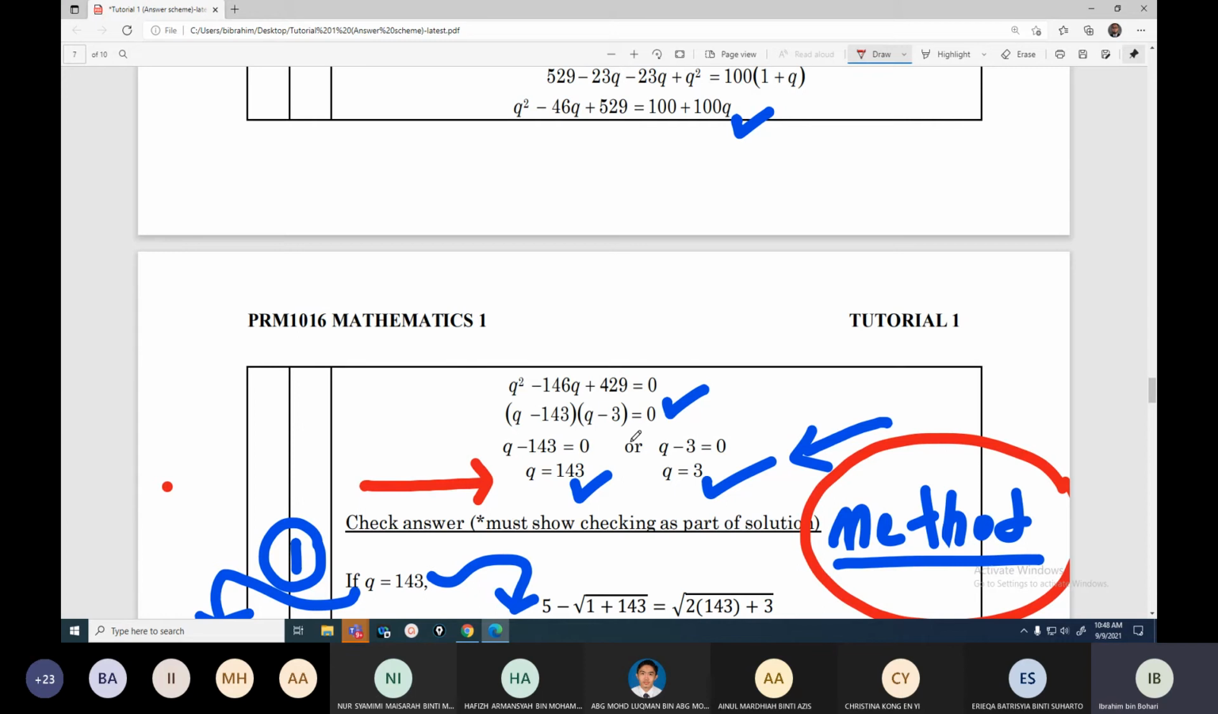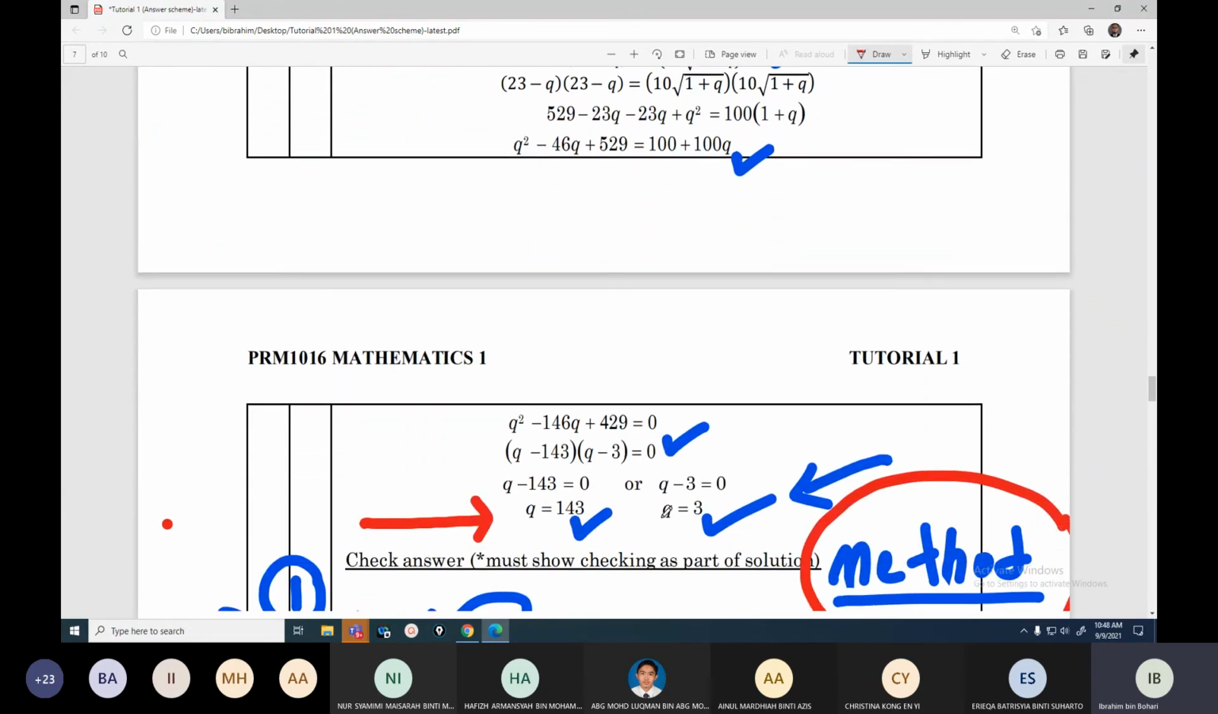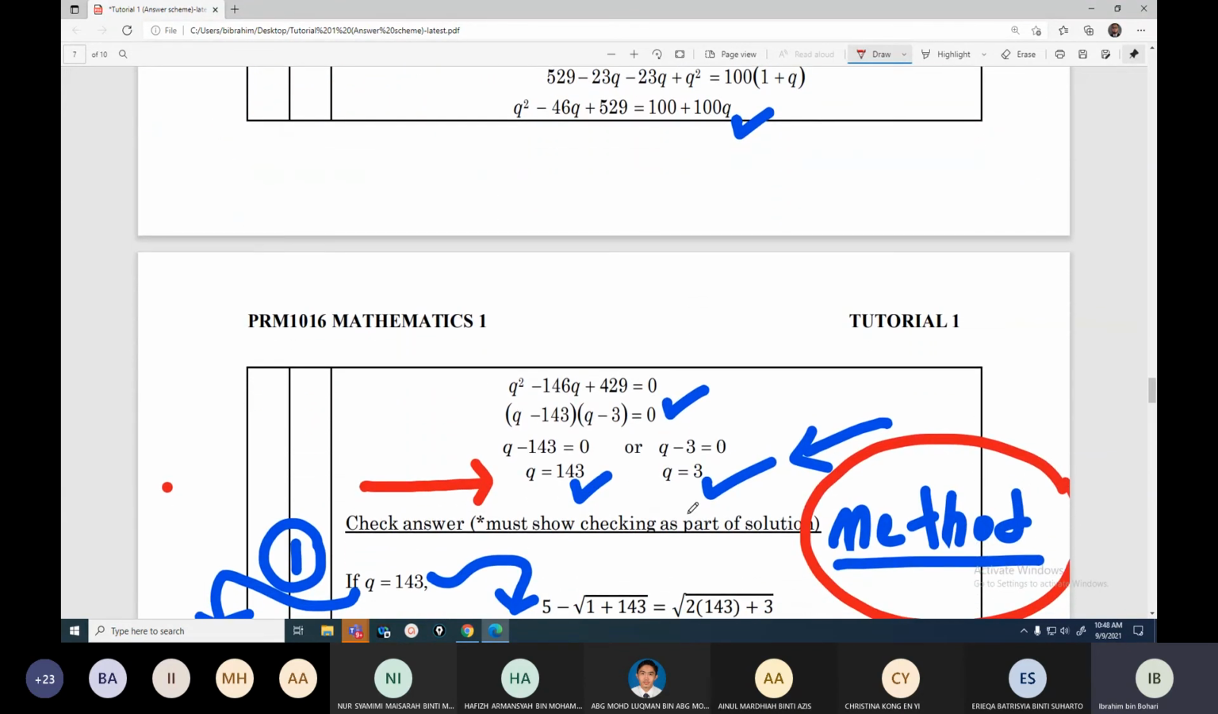Question 8 ini, kelas, kita ada beberapa option sebenarnya. Kalau you ubahkan dia punya terms ini pergi ke sebelah kiri atau sebelah kanan, tapi dia punya jawapan akhir dapat Q equals to 143, Q equals to 3 pun kita terima, tak ada masalah. Term dia cuma ubah tempat saja. Final answer dia sama saja. It's up to you, boleh pakai.